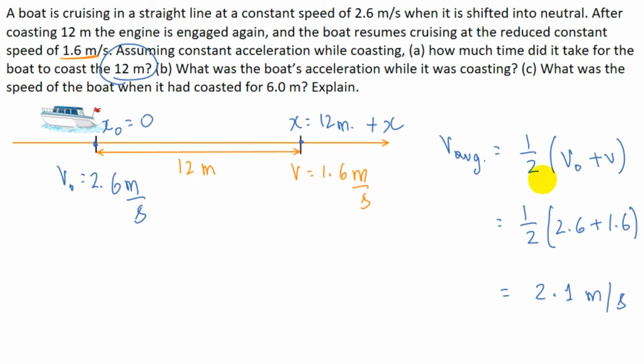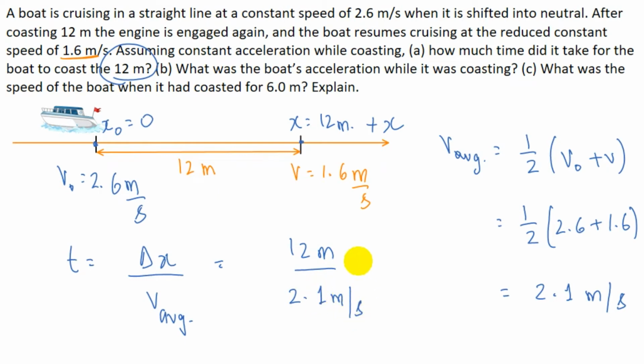Now we can easily calculate how much time it took to reach from this position to this position. So time t would be equal to delta x over the average velocity. Delta x we have is 12 minus 0, which is 12 meter. Average velocity we have 2.1 meter per second. So this would be equal to 5.7 seconds. So the boat takes 5.7 seconds to reach from this position to this position.